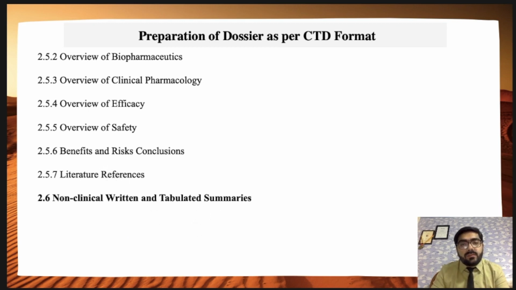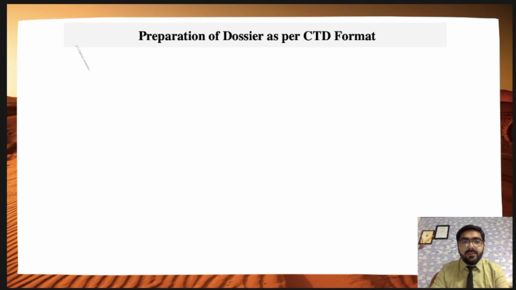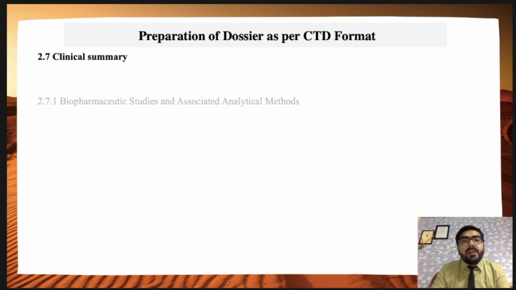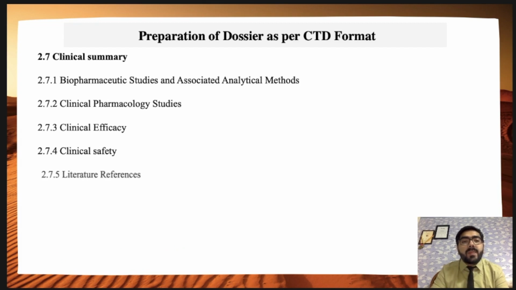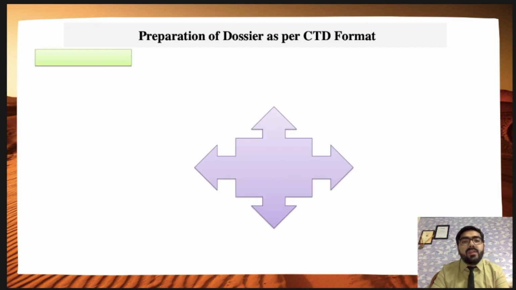Then coming to a different section, which is the non-clinical part, so non-clinical written and tabulated summaries. Under this we have to submit the pharmacological data, then pharmacokinetic data, then toxicological data, right? So this is the format. And under the clinical summary, we have to submit biopharmaceutical studies and associated analytical methods, like the different analytical methods used for the biopharmaceutic studies, and then clinical pharmacology studies, clinical efficacy, clinical safety information, literature references. So this is all about module 2. Synopsis of individual studies are also there.